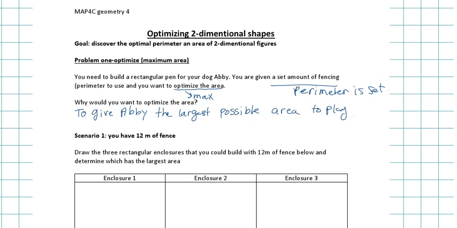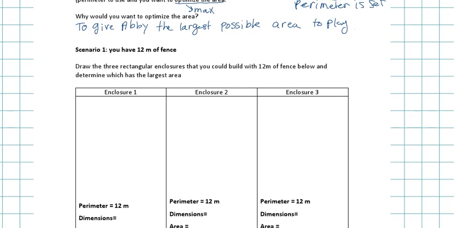Now, let's say you are given 12 meters of fence, and you want to draw a picture of the area that Abby's going to play in. Can you give me a rectangular shape that will give you 12 meters of perimeter? 3, 4. Perimeter. What's the formula for perimeter?